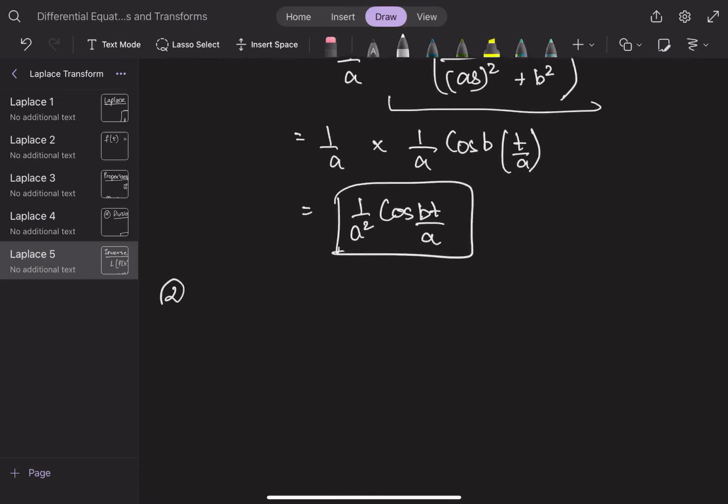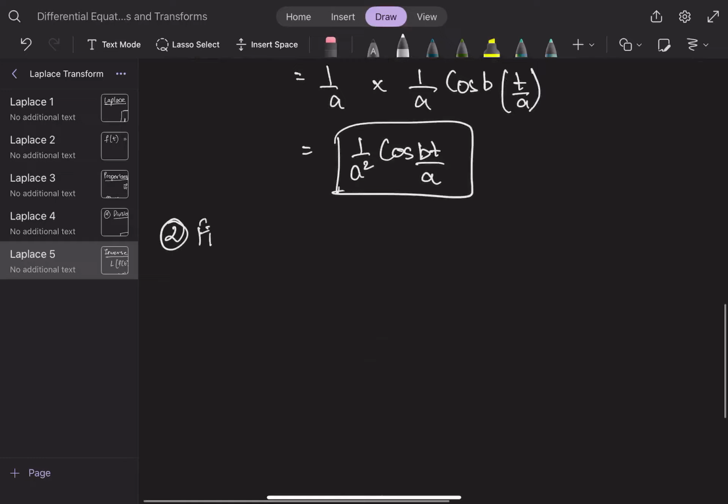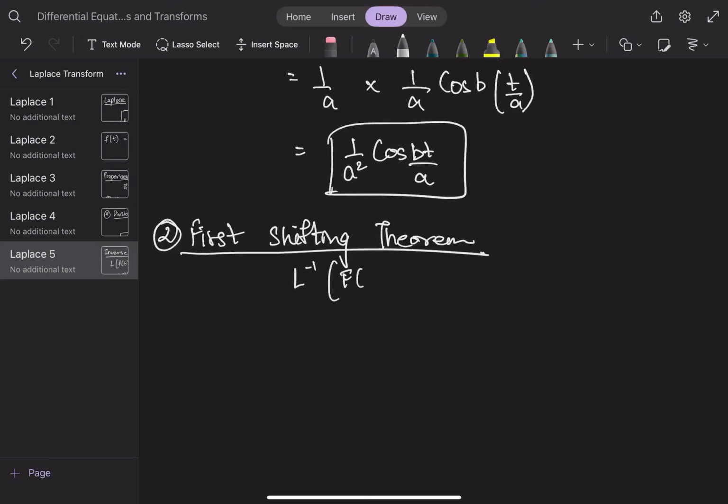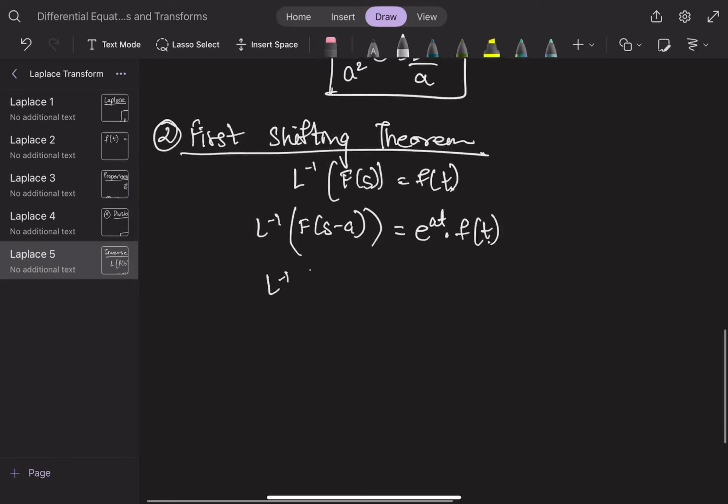Let's look at the second property. It's again your first shifting theorem. So if Laplace inverse of F(s) is f(t), then Laplace inverse of F(s minus a) is e raised to at multiplied by f(t). Or if you have Laplace inverse of F(s plus a), then it's e raised to minus at multiplied by f(t).